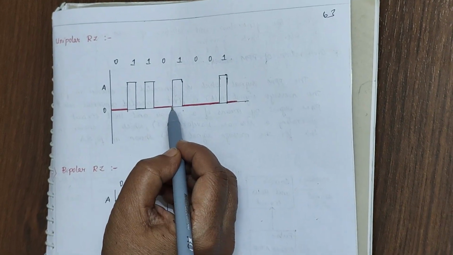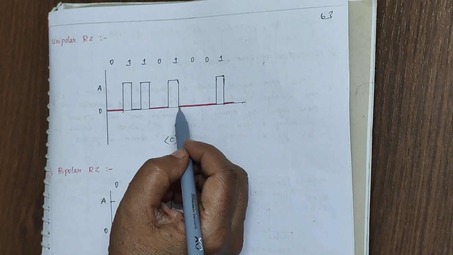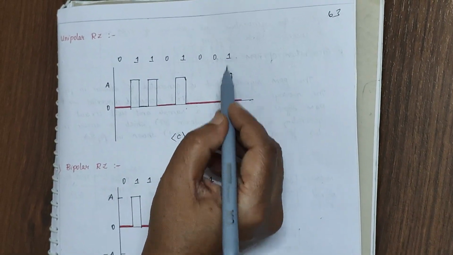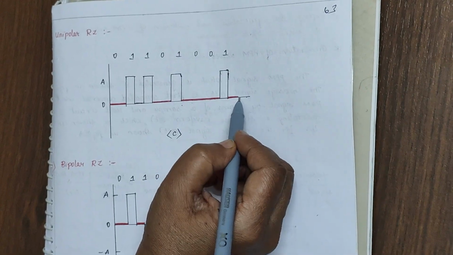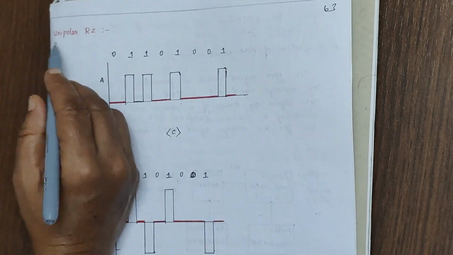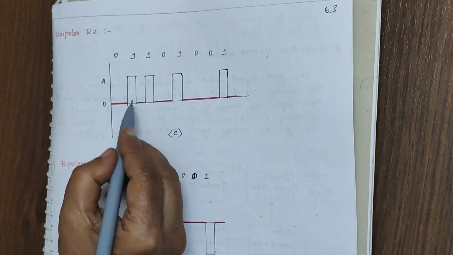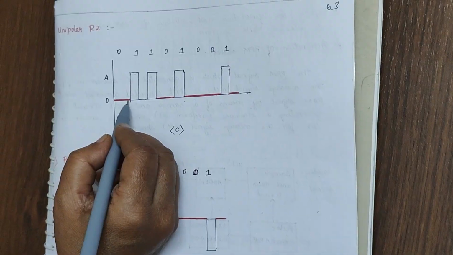For 0 it is 0. For 1, half duration it is 1, and the other half duration it is 0. For 0, 0. For 1, half bit duration it is 1, and the other half bit duration it is 0. Unipolar has only one polarity. Symbol 1 is 1 but returns to 0, and symbol 0 is 0.